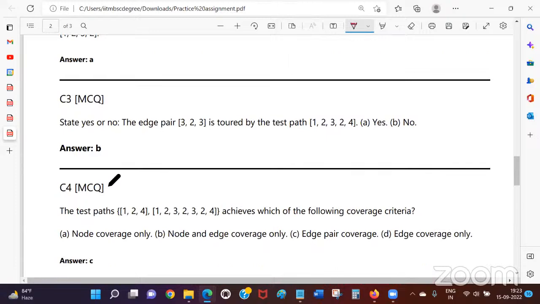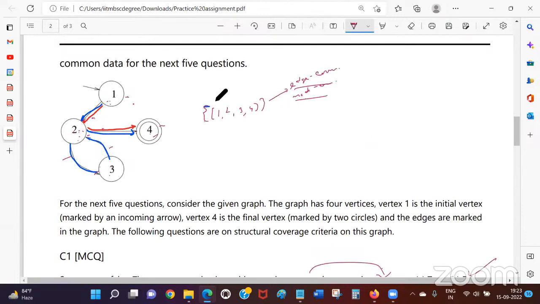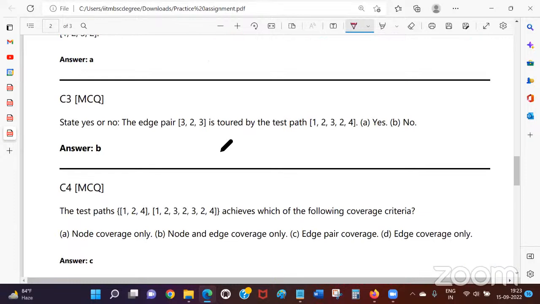Okay, so we need to consider a tour, right? So the question is, 2, 3, 2 is a tour whenever we are visiting 1, 2, 3, 2, 4. If you consider the red color path, 1, 2, 4, as your main path, then your tour must be 2, 3, 2. So this option is not correct.